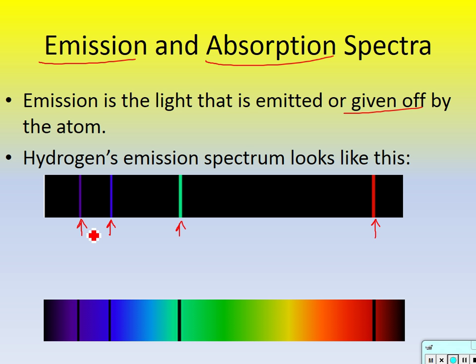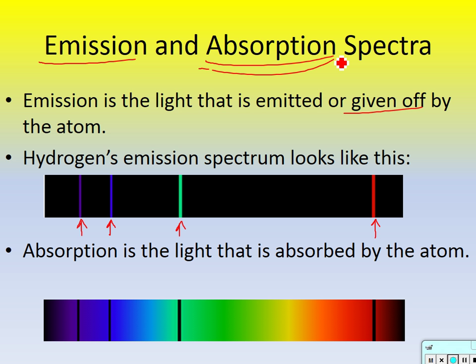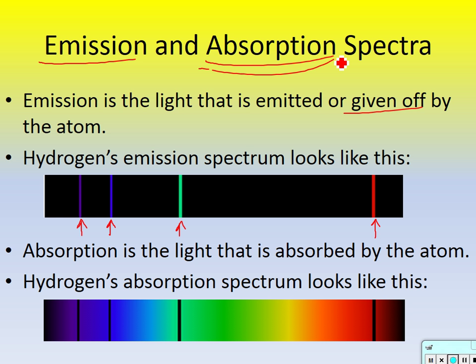Now let's contrast that to absorption. What does absorption mean? It means what's taken in, right? It's what's absorbed, what's taken in. And so absorption is the light that is absorbed by the atom. For hydrogen, the absorption spectrum looks like this.